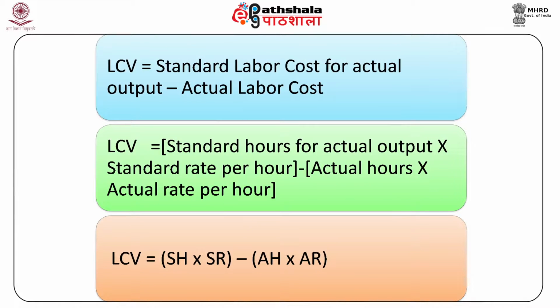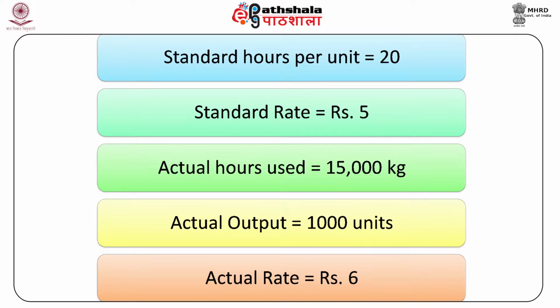Labor cost variance is equal to standard labor cost for actual output minus actual labor cost. Labor cost variance or LCV is equal to standard hours for actual output into standard rate per hour minus actual hours into actual rate per hour, or LCV is equal to SH into SR minus AH into AR. Let us understand this concept with the help of an example.